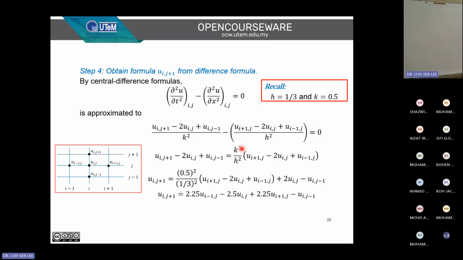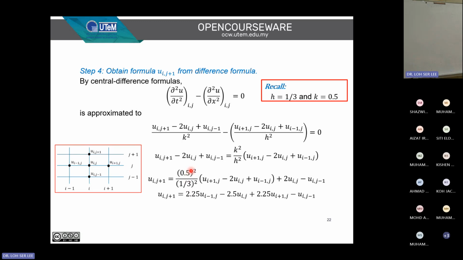Okay, k squared to the right, so you have k squared over h squared. Multiply with this in the bracket. Then these 2 move to the right. We want only this u(i,j+1) to stay on the left. Then substitute your k and h, and when you simplify, you get 2.25.